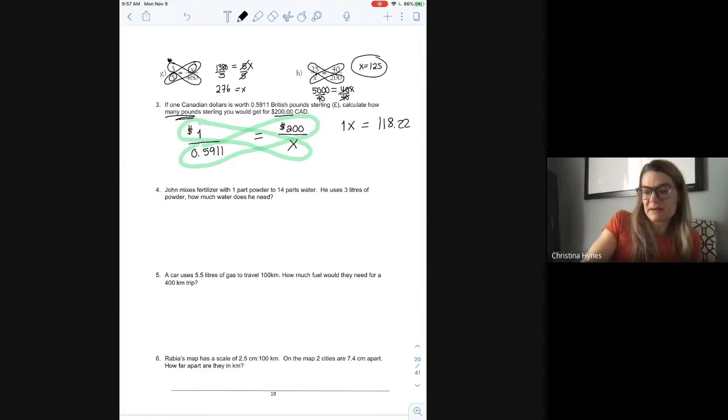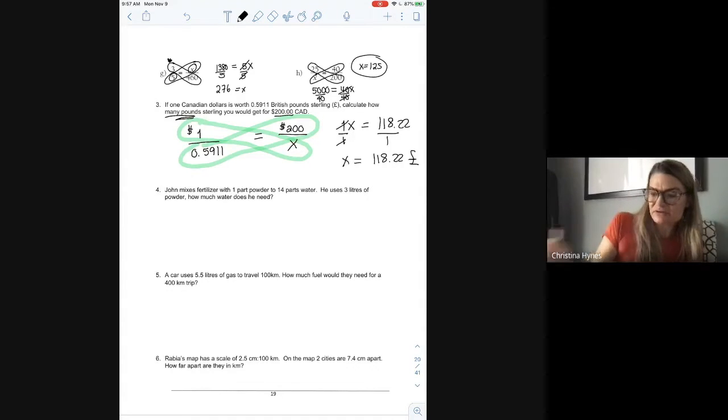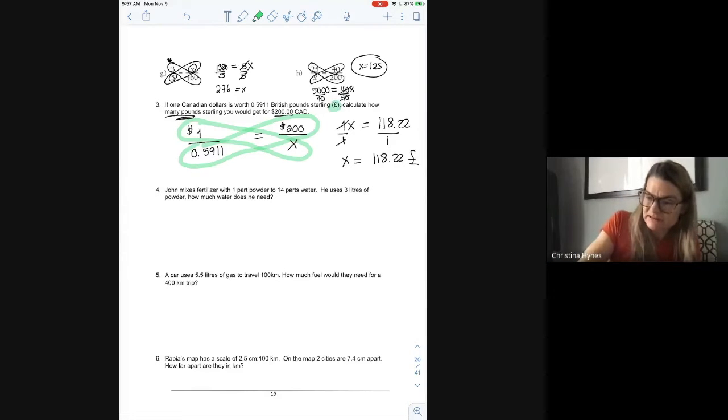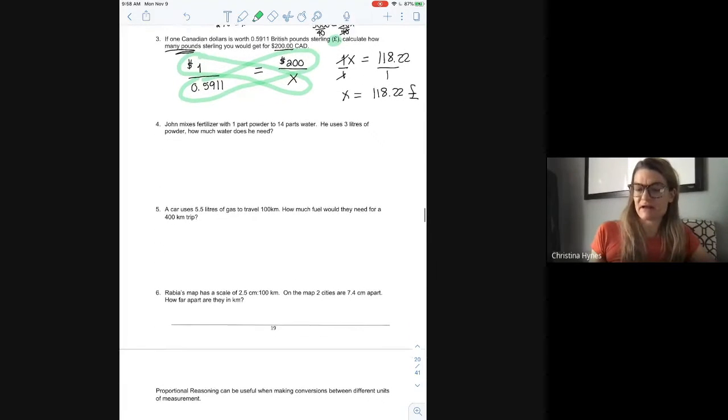Lastly, always divide by the number in front of X, which is 1 in this case. So it won't change your answer. I divide that by 1 and I get that 200 Canadian dollars is actually equal to 118.22. It should be in pounds. So this is the symbol that I'm using instead of the dollar sign. That's the symbol for pounds. We'll do 2 more of those just to give you the hang of it, and then we'll go on to the harder kind of equation ones.